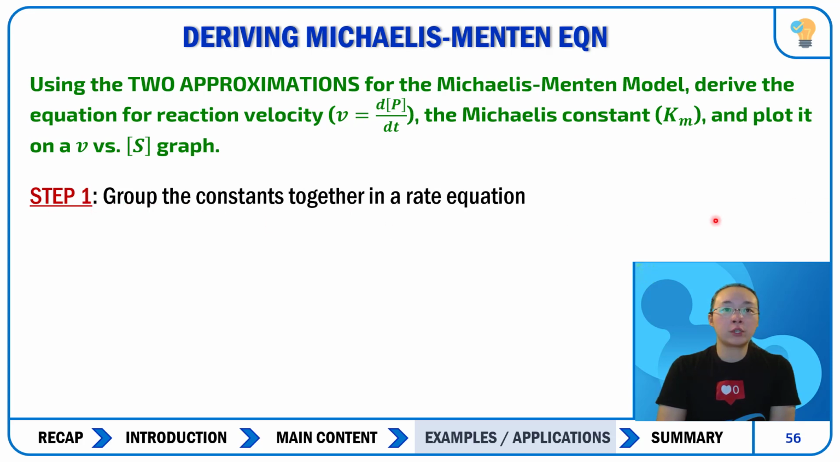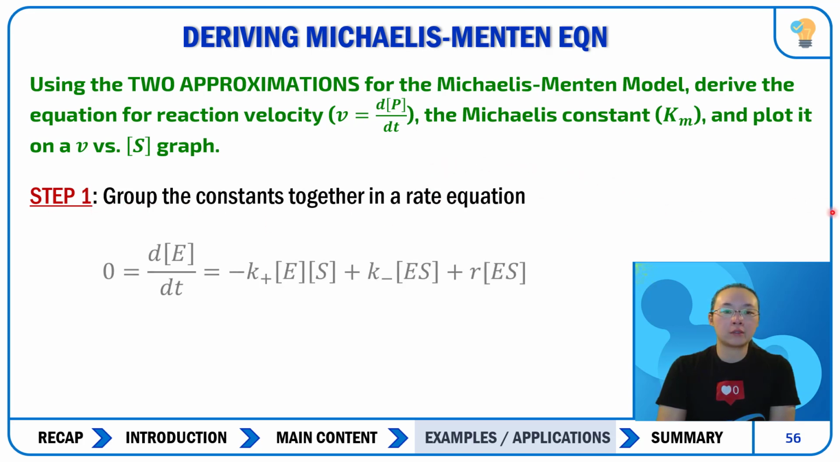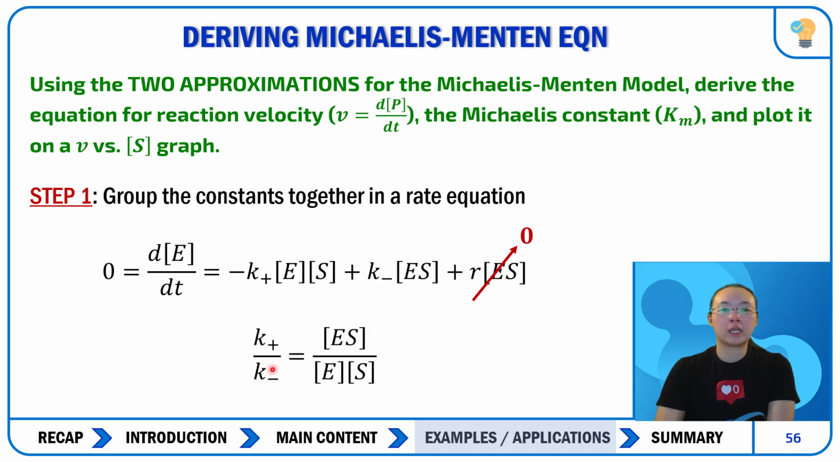Step number 1, we're going to group the constants together in a rate equation. So we have 0 equals dE over dt, which was from our conservation equations or our different laws. It's equal to this expression, which we know. The other thing we know is that we have an equilibrium approximation where this R is equal to 0, so that means we can turn that term into 0. And we can rearrange and solve for the rate constants K. So we get K plus over K negative is equal to ES over E times S.